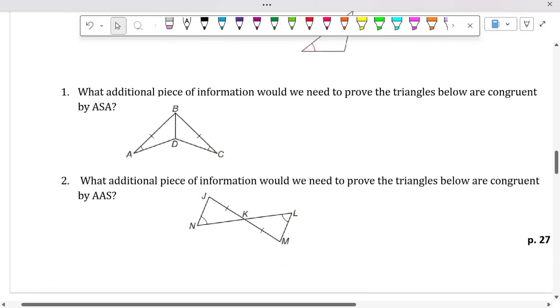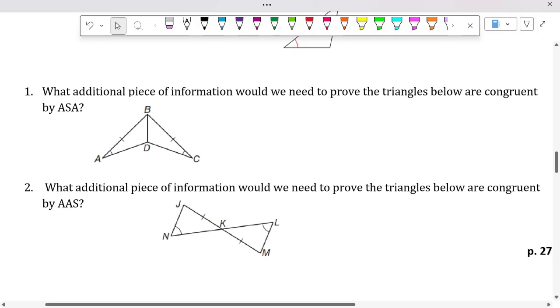So if I'm looking at the first triangle or first set of triangles, what do I need to show in order to show that those 2 triangles are congruent by ASA? So I already got a side marked and I got an angle marked. So I need another angle to be marked. Which angle do I need to mark? Or which 2 angles do I need to mark? So it's congruent by ASA.